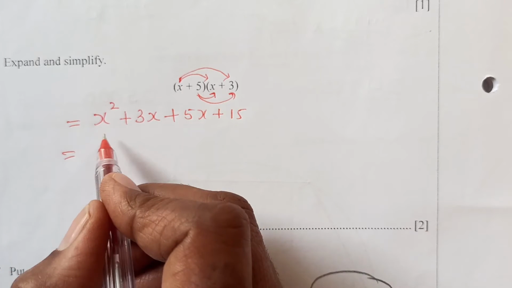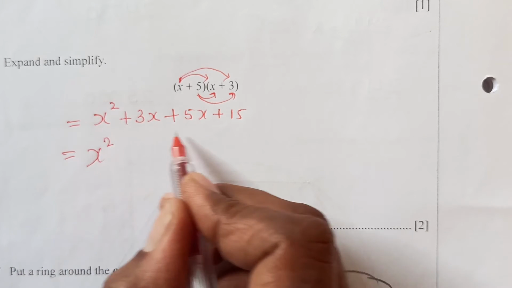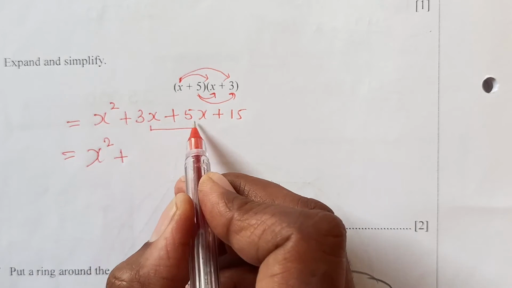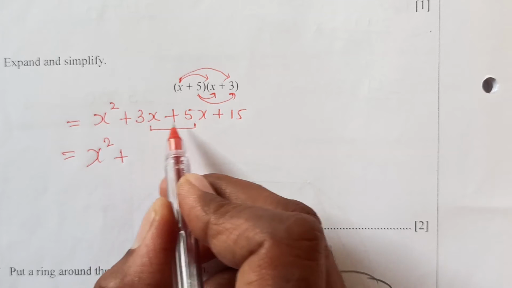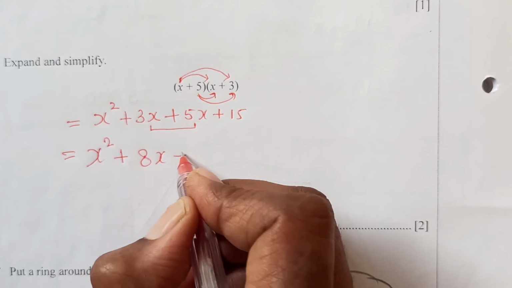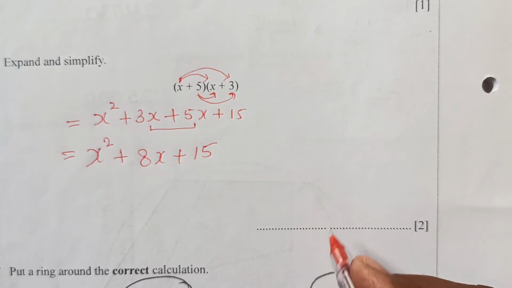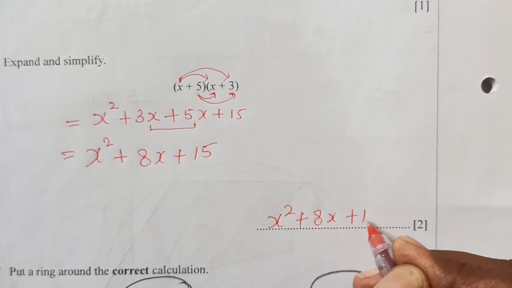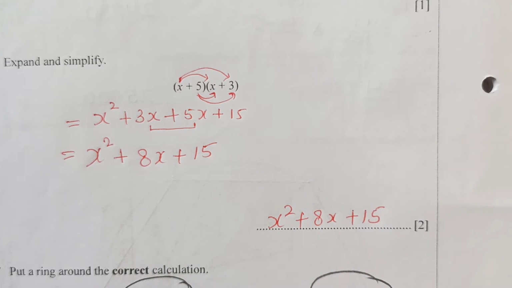Now combine the like terms. X squared, we don't have any other term of x squared. Then x, like term, both are positive, we are going to add. 3 plus 5 is 8x plus 15. So this is our final answer after simplification. Remember to write an answer in the space provided to you.